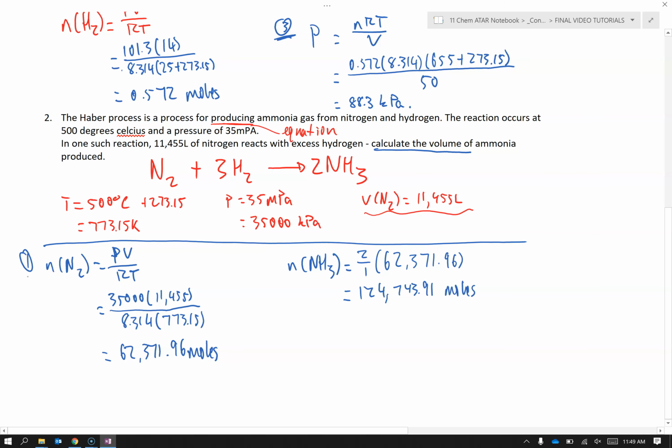So let's confirm. Number 1, calculate the number of moles. Number 2, use the nuke to calculate a stoich ratio. And then step 3, calculate what the question is asking for, which in this circumstance is volume.